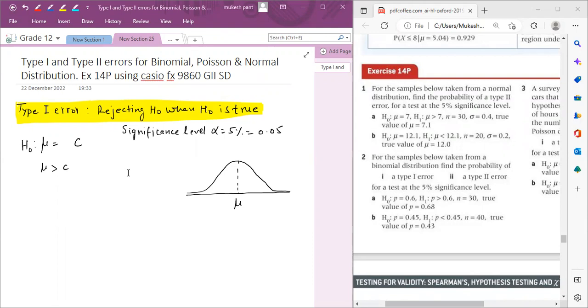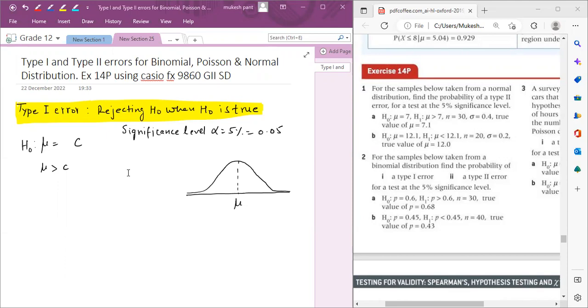Okay, guys. So today I will discuss another technique to find out type 1 and type 2 error. Last time, if you remember, we discussed Casio fx-9860 for the binomial distribution, and there we saw how to find out the type 1 and type 2 error. But here I will tell you a very easy and quick skill using Casio fx-9860 to find out the type 1 error.